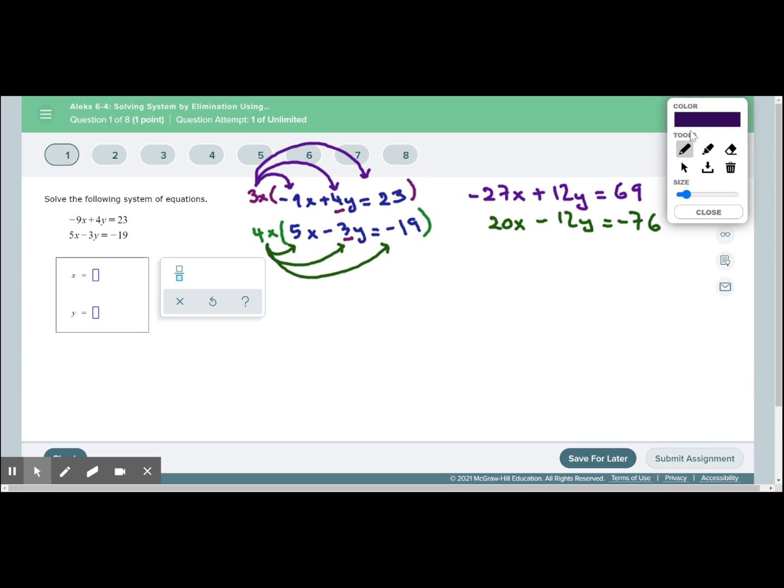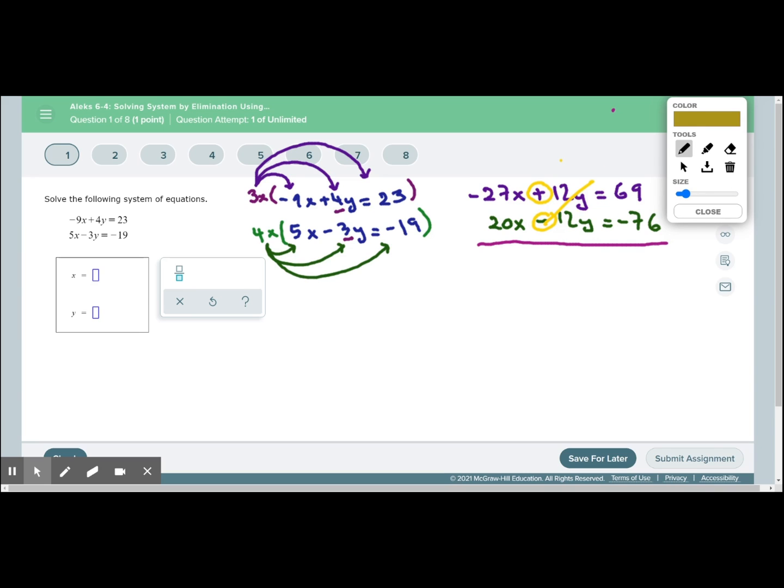Most of the student mistakes are in the multiplication and also the signs. This is the common mistake where people normally make errors here. So make sure you double check your work. Now, as you see, this is positive 12y, this is negative 12y. That is our goal. We turned the 4 and 3 into both 12, with opposite signs so that we can cancel them out.